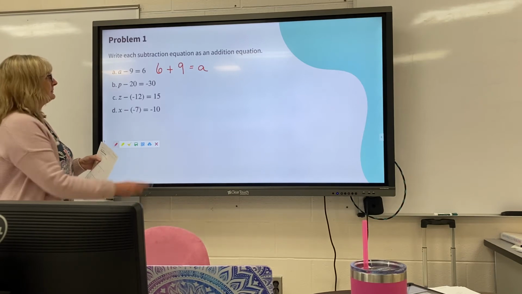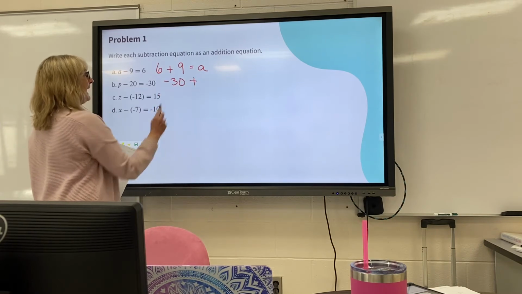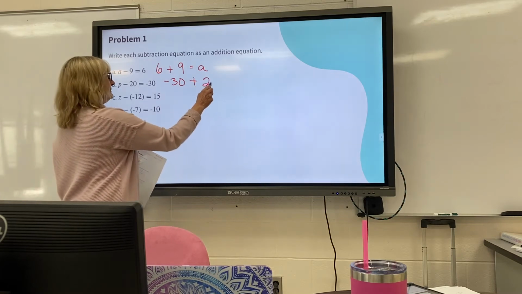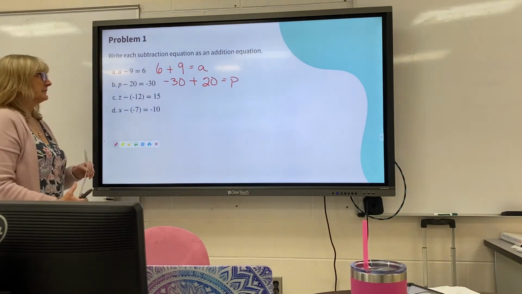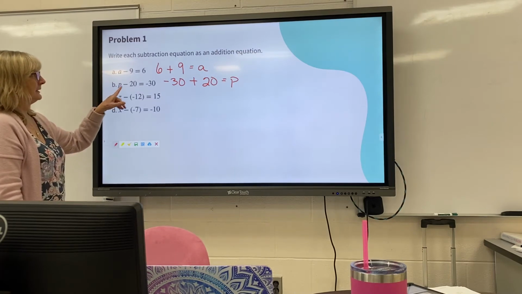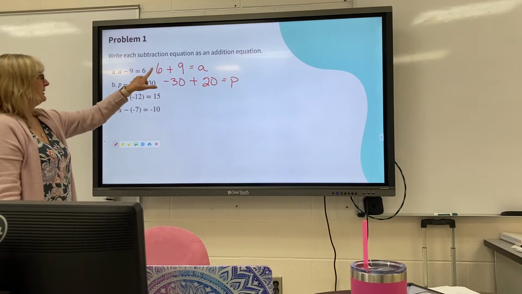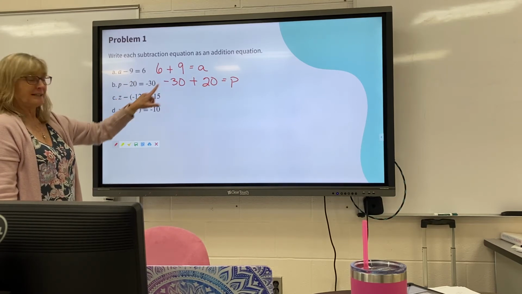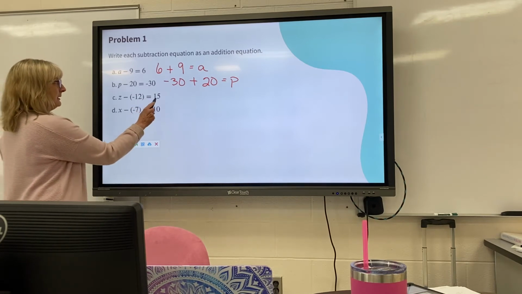Put in the opposite. We're going to take negative 30, oops, we're going to add 20, and that's going to equal P. Think about it. If I take P minus 20, does that give me negative 30? Yes. Okay, same pattern.